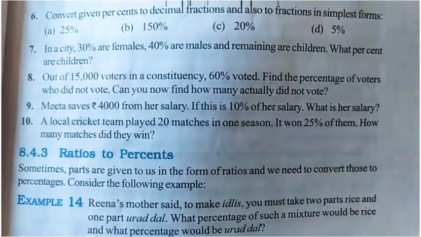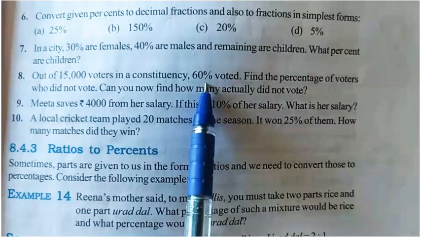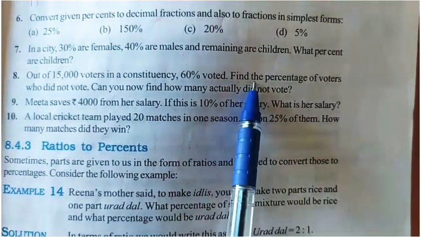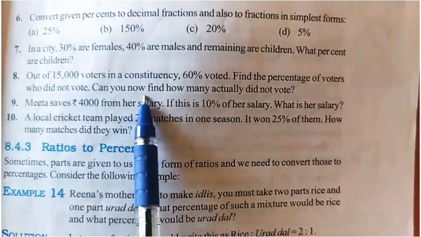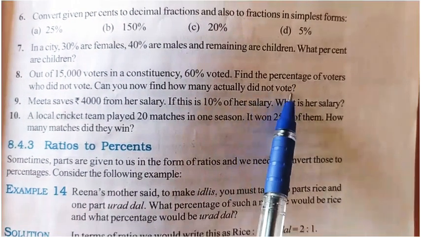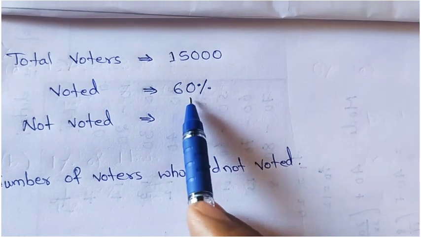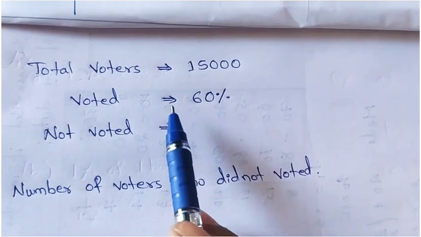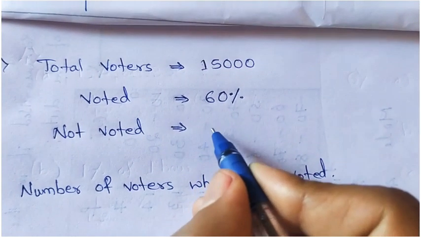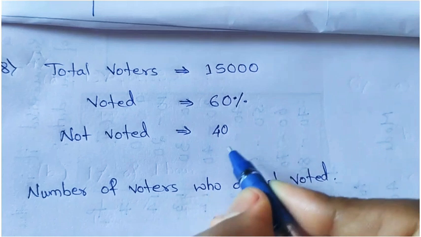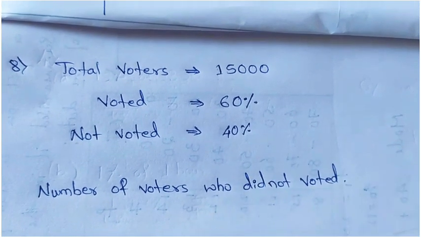In the 8th question, out of 15,000 voters in a constituency, 60% voted. Find the percentage of the voters who did not vote. Can you now find how many actually did not vote? Total voters are 15,000, voted are 60%, means if there are 100 voters, 60 have voted. It means how many have not voted? 40 have not voted. Okay, so that will be our 40%.